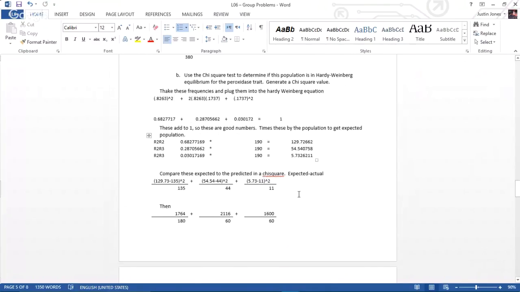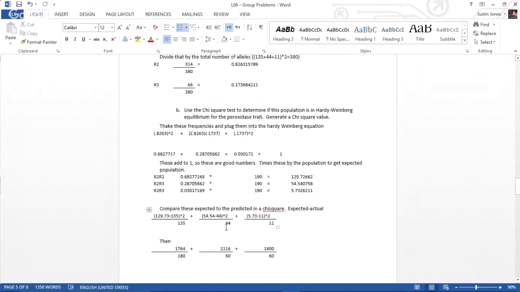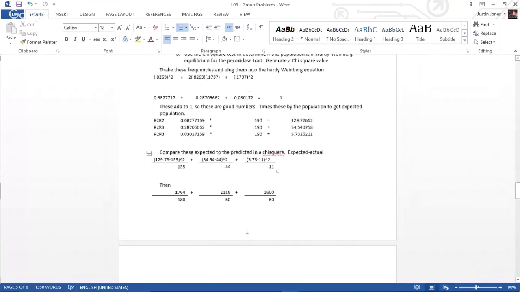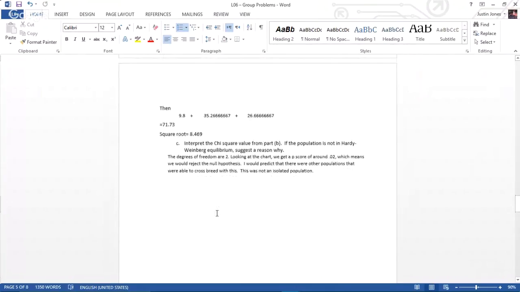Now for the chi-square test, you just kind of plug everything in. So you take the expected, 129, and you subtract the observed, 135, and divide by 135. Same thing again, 54 minus 44 up here, and then divide by 44, and then 5.7 minus 11 divided by 11. Simplify, you get that. Simplify again, you get this. Add them together, 71.73, and the square root gives you 8.469. So there we go, we did the chi test.